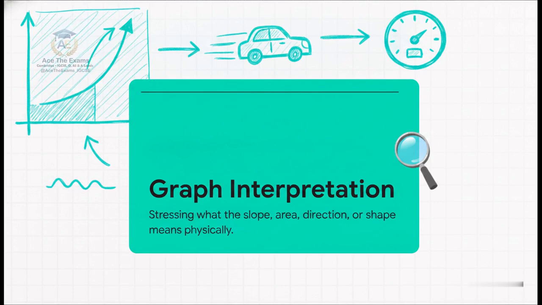For a speed-time graph, the slope isn't just a mathematical calculation. Physically, it represents the acceleration. The area under that graph physically represents the total distance the object has traveled. Sam had to learn to slow down, look at the command word explain, and tie the geometry of the graph back to the actual physical reality of the moving object. That is how you secure full marks.